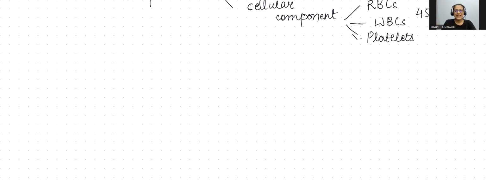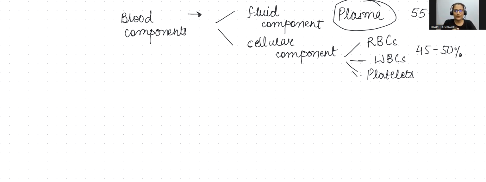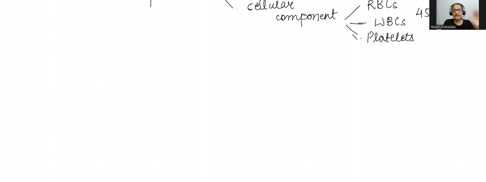So that was about the blood components, okay? Fluid component and the cellular components. And now we are coming to the next part. So let's understand about this cellular components, that is including the red blood cells, white blood cells, and the platelets. But before that, let's have a quick review about the functions of blood.